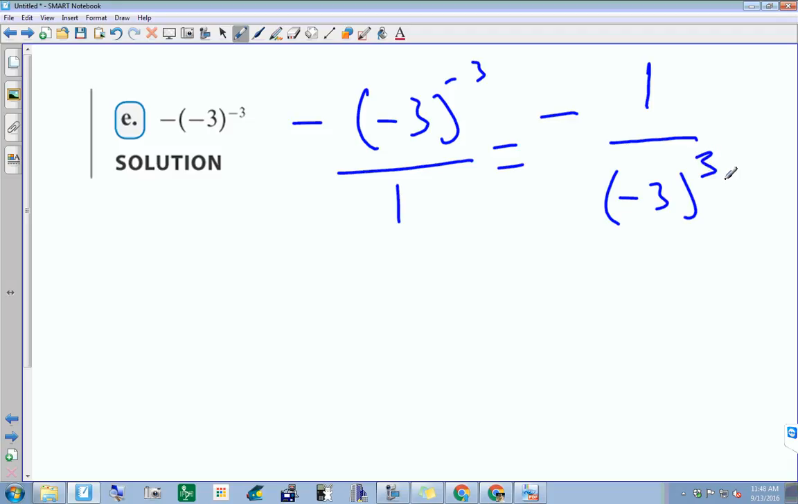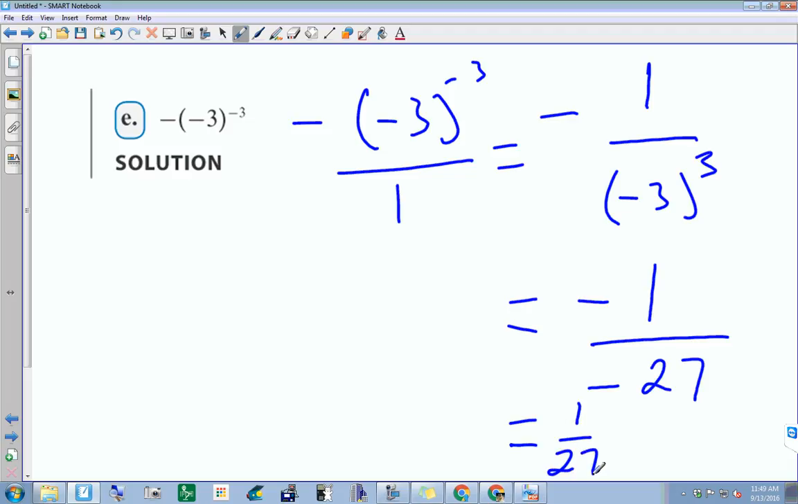Okay? So it changed. It went from on top to the bottom. Negative still stays out in front. So I got negative 1 over, what is negative 3 times negative 3 times negative 3? First offhand, I got 3 negatives, so is it going to be positive or negative? Negative. Negative what? 27. So if I got a negative up here and a negative down here, that means it's just 1 over 27. Okay?